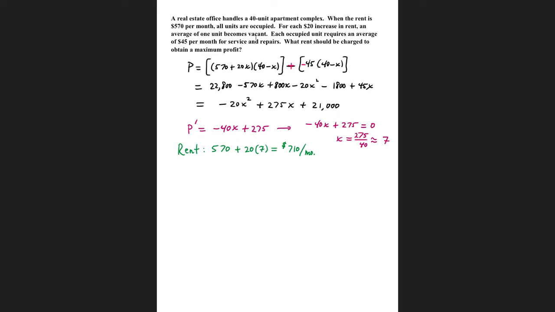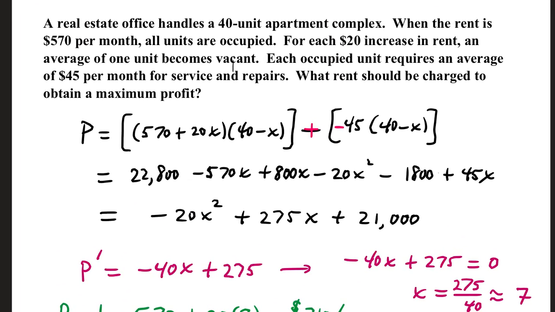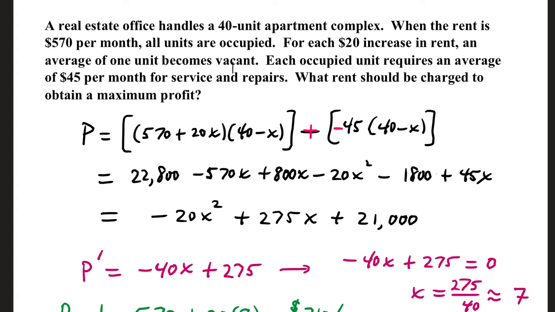Let's do a follow-up example. Basically just changing the numbers up a little bit. Same procedure. A real estate office handles a 40-unit apartment complex. When the rent is $570 per month, and this is one of the numbers I changed, all units are occupied. For each $20 increase in rent, an average of one unit becomes vacant. Each occupied unit requires an average of $45 per month for service and repairs. What rent should be charged to obtain a maximum profit?